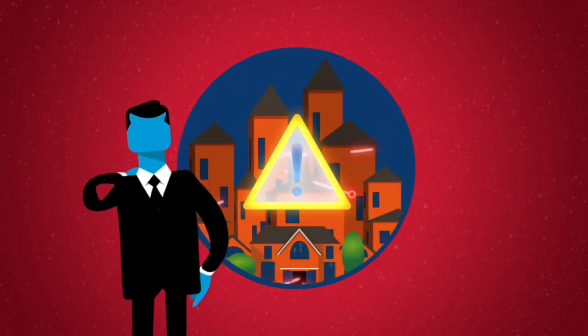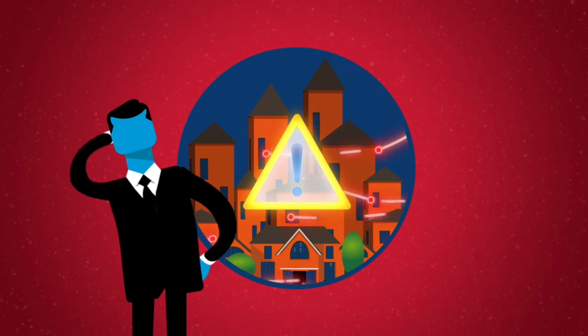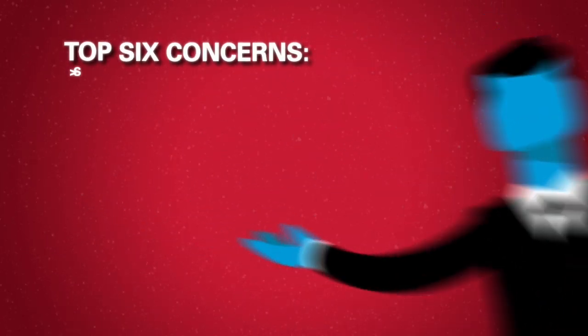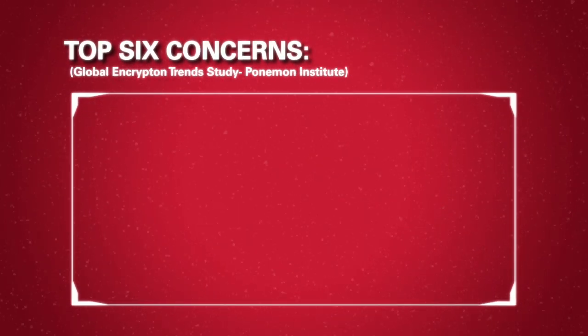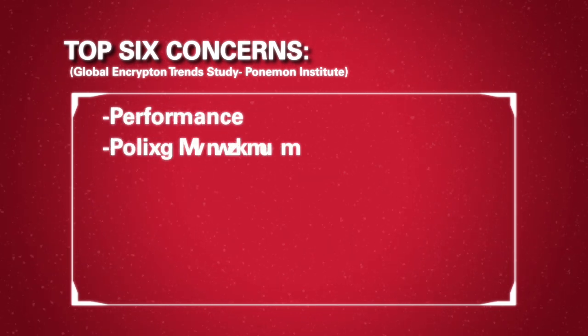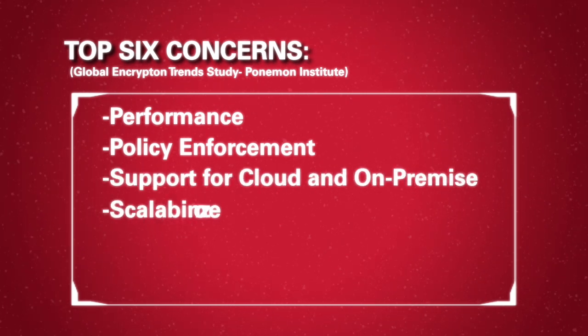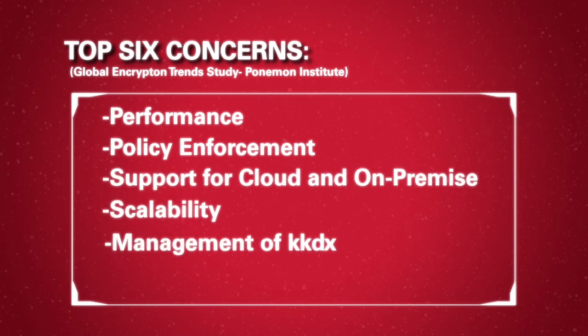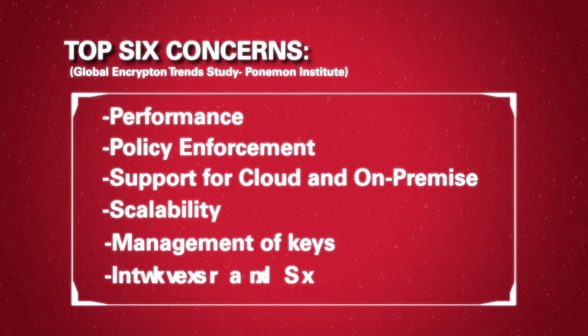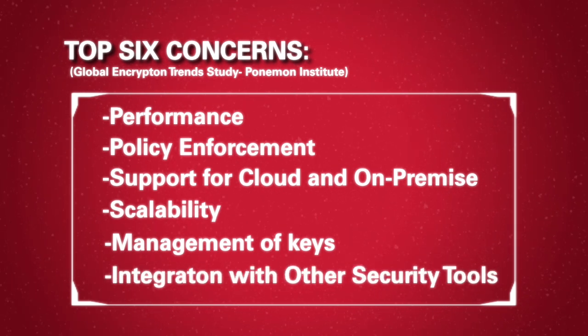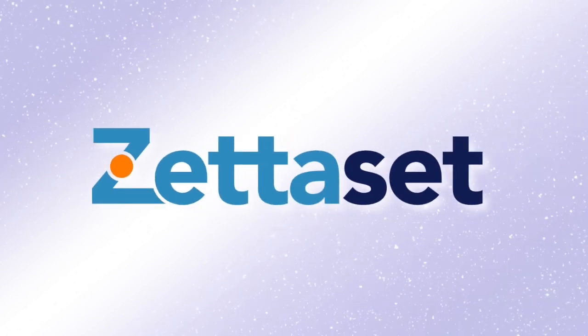So what exactly is preventing you from protecting your business data? According to the Global Encryption Trends Study by the Ponemon Institute, the top six concerns are performance, policy enforcement, support for cloud and on-premise development, scalability, management of keys, and integration with other security tools. Zettaset can help you conquer those.